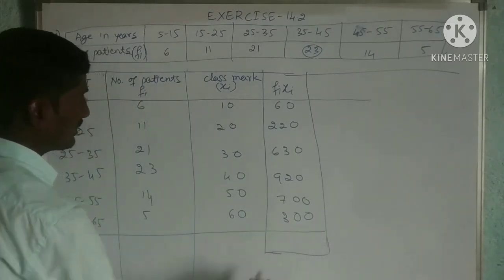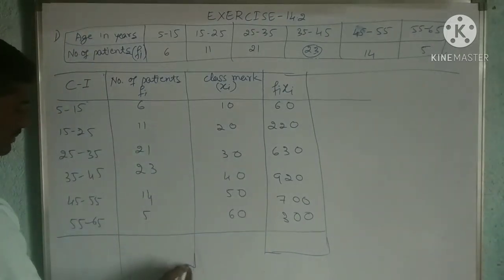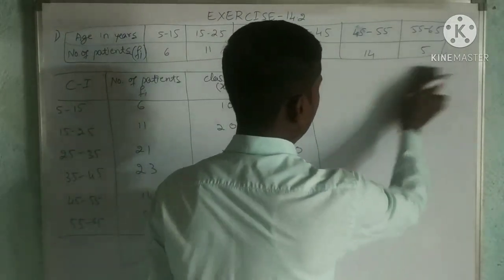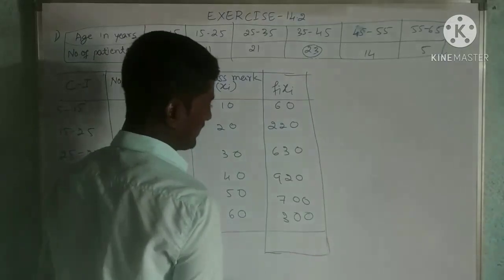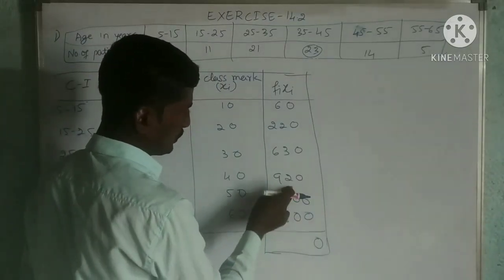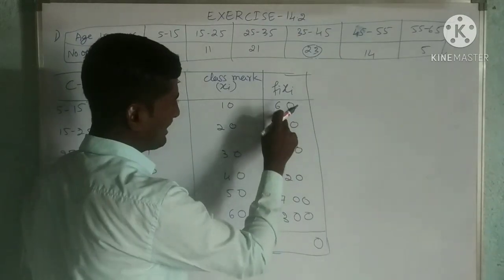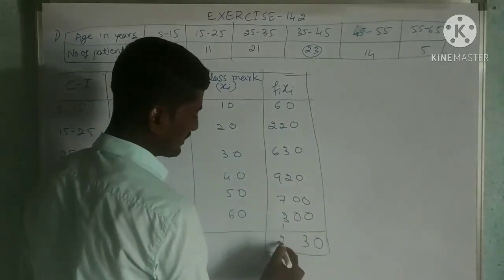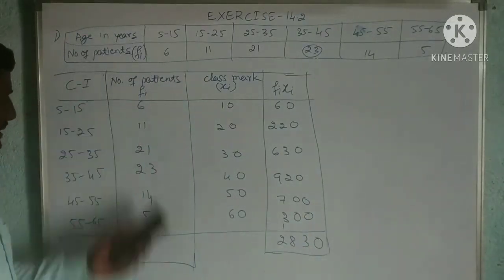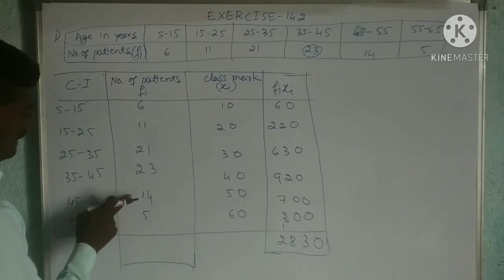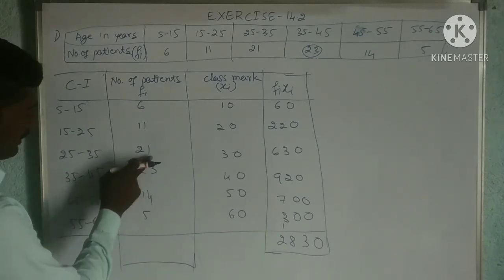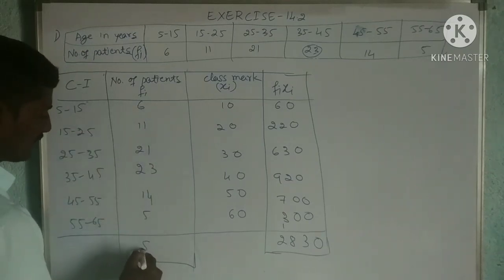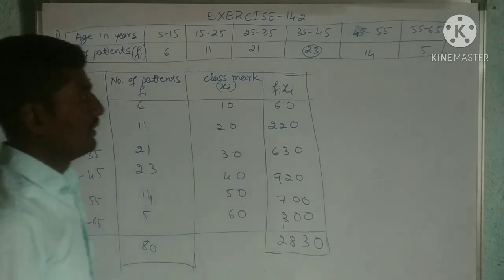Then I have to find the sum of fi xi and the sum of fi. Now we have to find the mean by the direct method. The sum of fi xi is 2830, and the sum of fi is 6, 17, 38, 61, 75, 80. They have given it as 80.